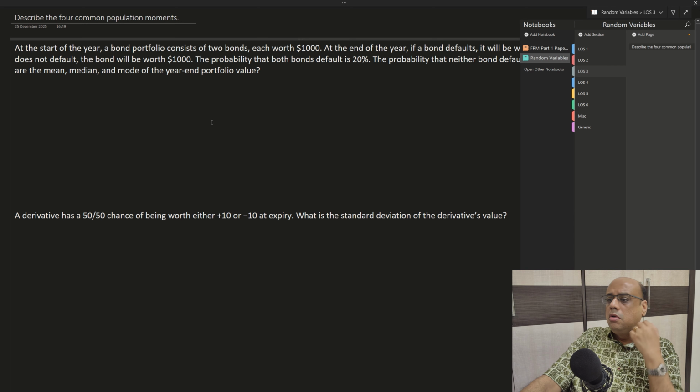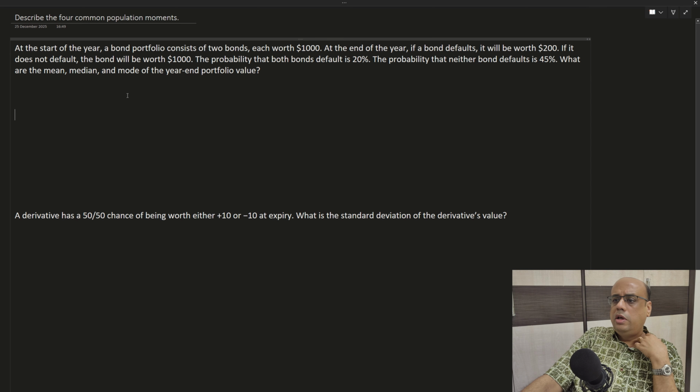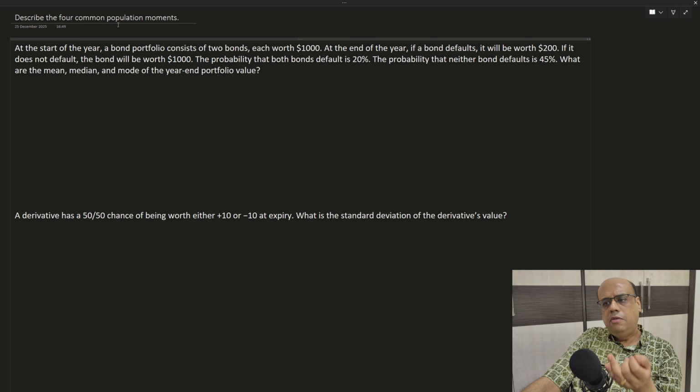Okay, now we will go to the next LOS, where it's all about the 4 common population moments. So it's population moment, just keep this in mind. It's not a sample moment, it's a population moment. So the 4 population moments are mean, variance, skewness and kurtosis.